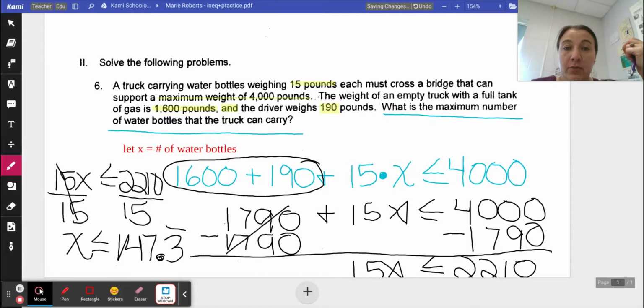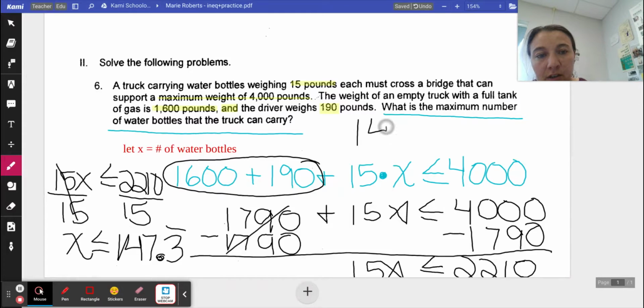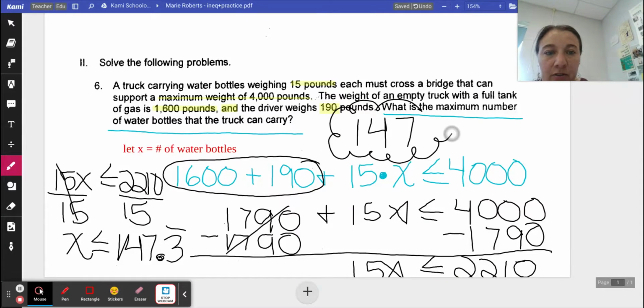Then I'm going to go back after I'm done and answer what's the max number of bottles that I can put on this truck. You don't put in a partial bottle, so it's 147. And I want you to box it in or something, make it stand out. If you stopped at the last step, then it wouldn't have been complete. Tell me, what's the most number of bottles you can put on that truck? 147. Anything after that, you're going to be in trouble.